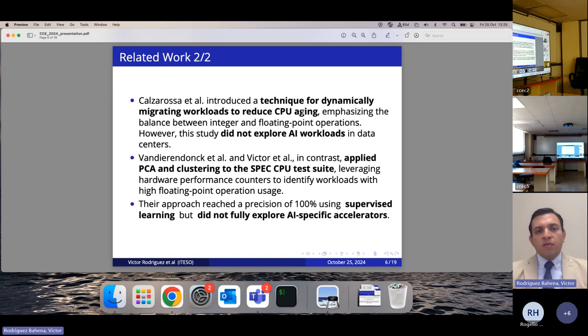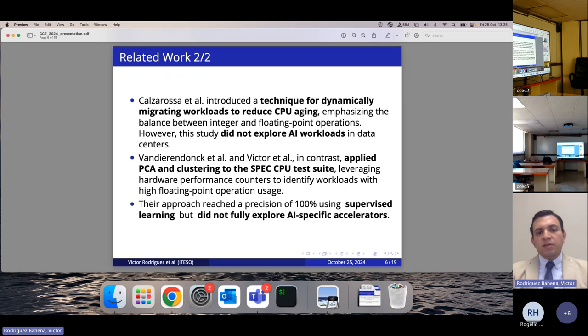Another related work focused on dynamically migrating workloads, because they saw that integers and floating points have a different kind of impact on the CPU. They degrade the CPU over time depending on whether the focus is more floating point or more integer. It's a great paper, but they do not focus on AI workloads. They only focus on floating point and integer, and were able to differentiate and do the migration, but not for AI work. The scope was limited.